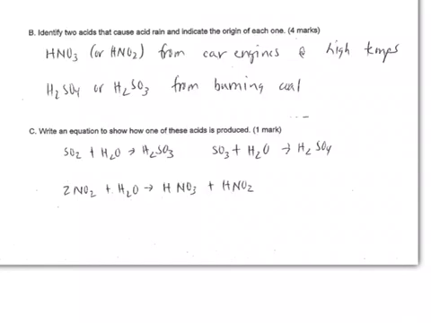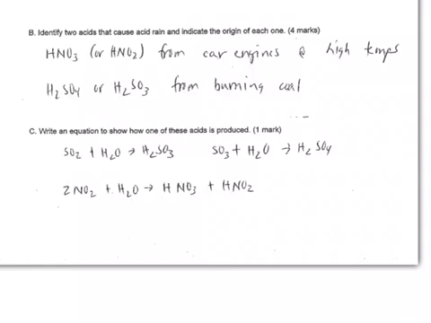And the origin of that is from car engines at high temperatures, and IB is going to expect you to note that it's a car engine burning at a high temperature because lower temperatures won't combust the nitrogen. And then H2SO4, H2SO3, again, it's SO3 combining with water or SO2 combining with water, and that's from burning coal.